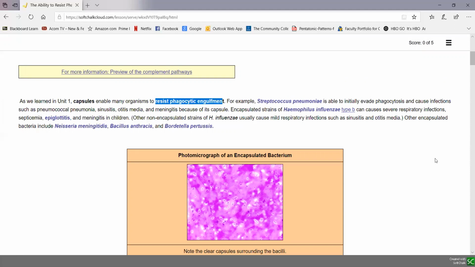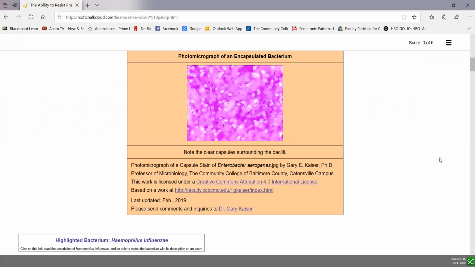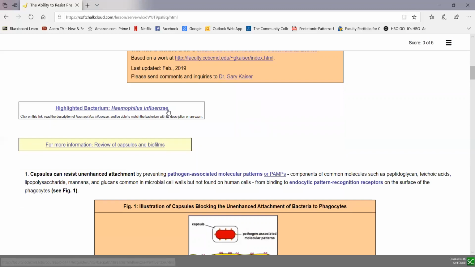to name a few. And this is a photomicrograph here of the Klebsiella aerogenes that we looked at in lab 6 in the capsule stain. So remember that if the bacteria secrete a glycocalyx that tightly adheres to the organism and they secrete that in abundance, the capsule is so named because it encapsulates, in this case, the bacillus. So the clear area there is the capsule, and of course the purple rod inside is the bacillus. And that is one of our highlighted bacteria, Haemophilus influenzae.